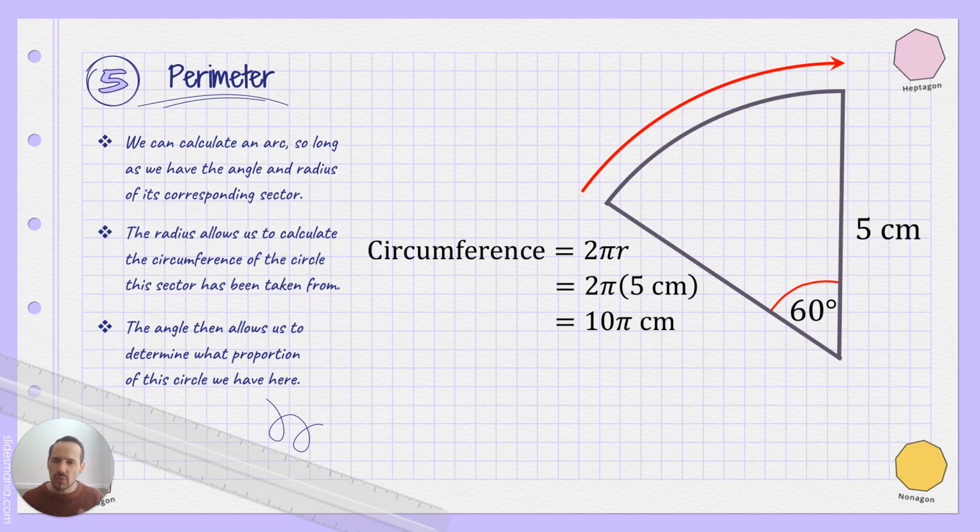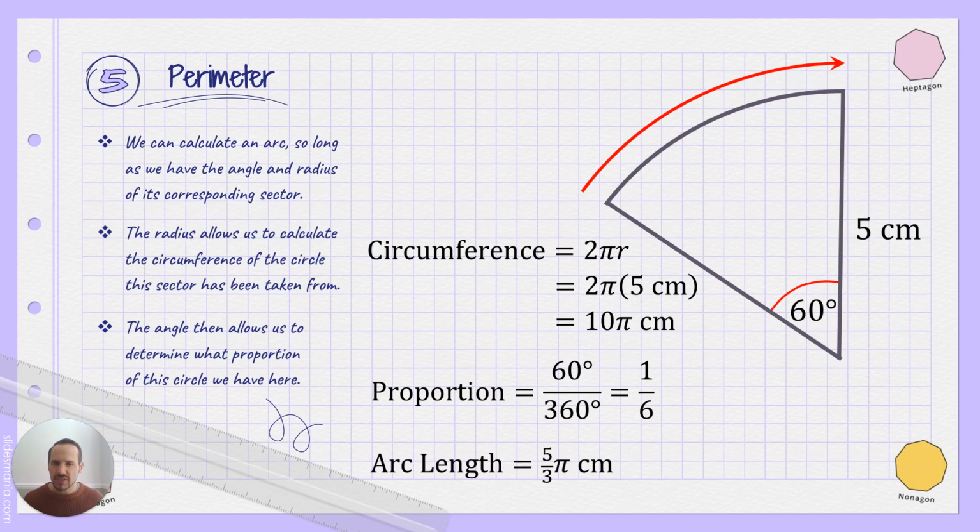For that arc, we need to know what proportion of the full circle we have. Well, this is going back to what we saw at the start with degrees. So that 60 degrees tells us what proportion of the full circle we have. We've got 60 out of a total of 360. That means we've got 1/6 of a full circle here. And so, if we take that circumference and divide by 6, well, 10 pi divided by 6 gets us 5/3 of pi. And then finally, we can put that into our calculator and round to 1 decimal place, and we'll get 5.2 centimeters. So that's how you deal with an arc.